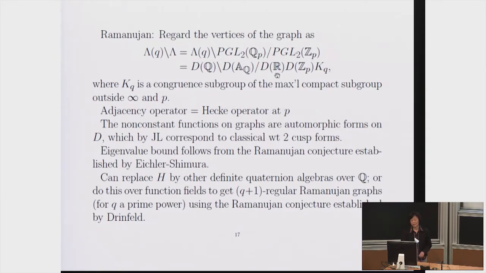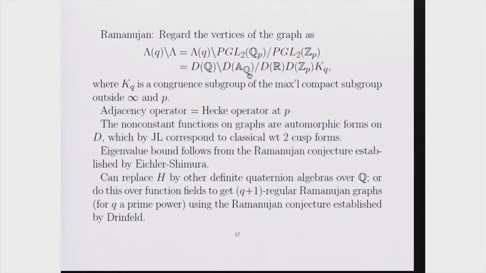This setup says that we can obtain many other kinds of Ramanujan graphs. I can change the quaternion algebra. I can change the congruence subgroup. In particular, if the congruence subgroup is chosen to be one containing the other, then we actually get a tower of graphs. Or one can change the field from Q to a different field, like a function field, where the Ramanujan conjecture was proved by Drinfeld. So we get lots of Ramanujan graphs this way, an infinite family of Ramanujan graphs.